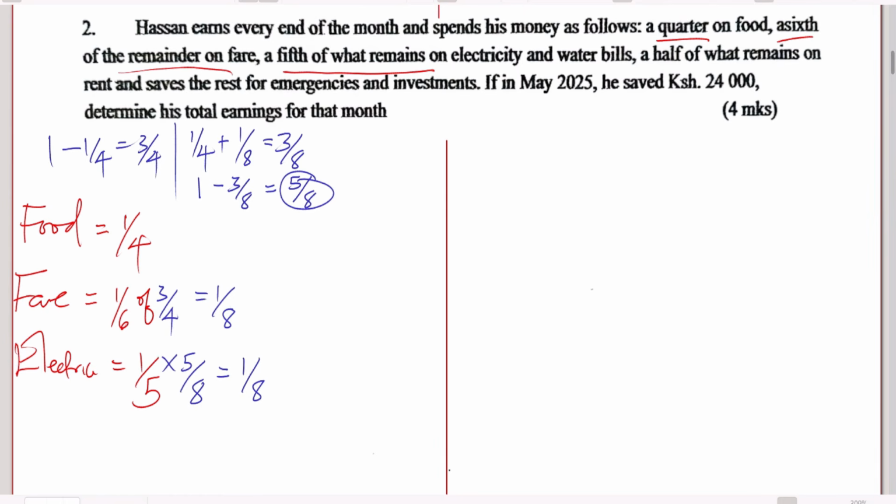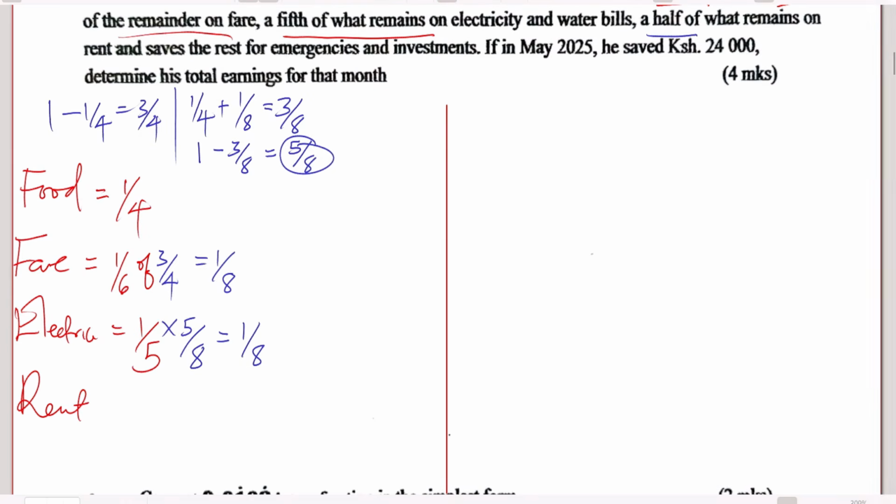Then again, a half of what remains on rent. So again, we have rent. Rent is a half of what remains. Now it is what remains after spending on food, fare, and electricity. So we need to get that sum.